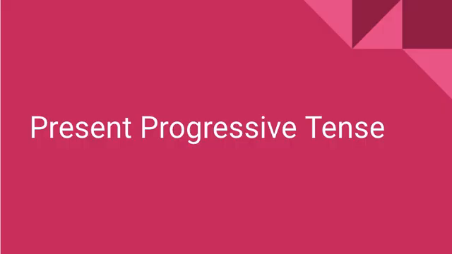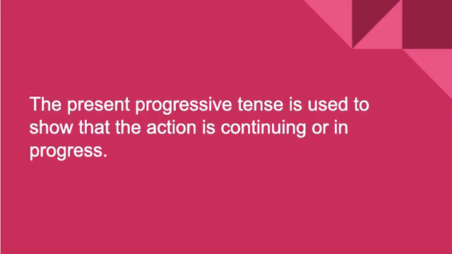All right, now let's dig in a little bit deeper. This sounds scary, but it really isn't that bad. Present progressive tense is what we're going to talk about now. So present progressive tense is just used to show that the action is going to continue, or it's going to continue to be in progress.